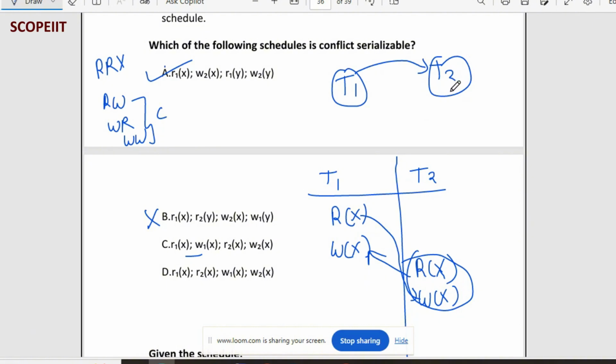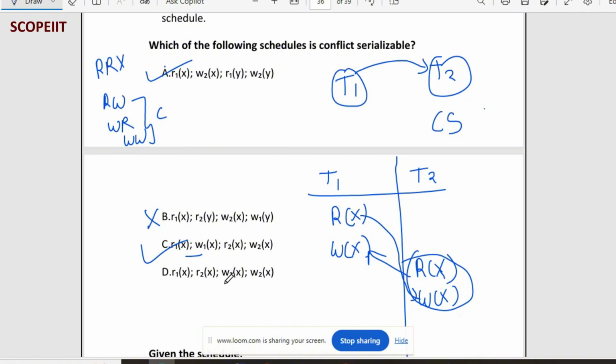Hence, there is no arrow from T2 to T1, no conflict from T2 to T1. So here you can see there is no cycle. As there is no cycle, the answer for this one is conflict serializable. What was the question? Which one of the following schedules is conflict serializable? So even C is the correct answer.